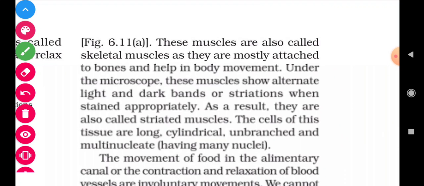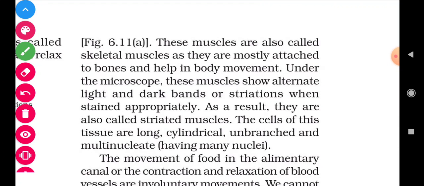These muscles are also called skeletal muscles, as they are mostly attached to bones and help in body movement. So students, the type of tissue which helps to move our body parts is called skeletal muscles. Under the microscope, these muscles show alternate light and dark bands or striations when stained appropriately. As a result, they are also called striated muscles. The cells of this tissue are long, cylindrical, unbranched, and multinucleate, having many nuclei.